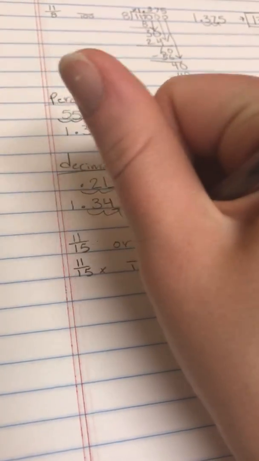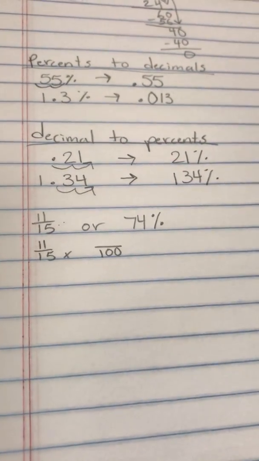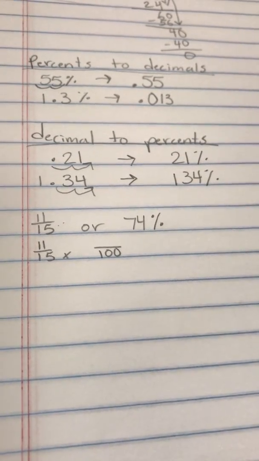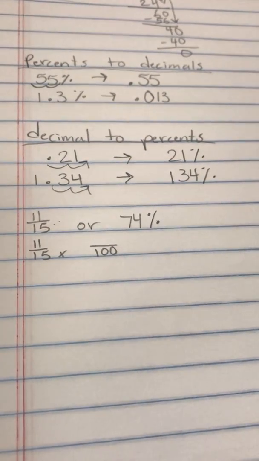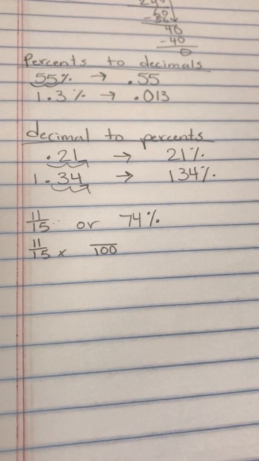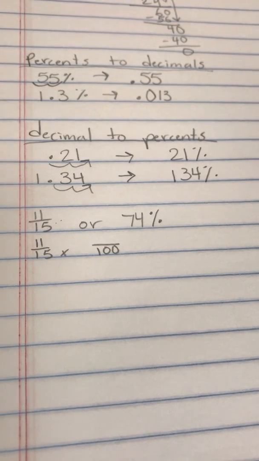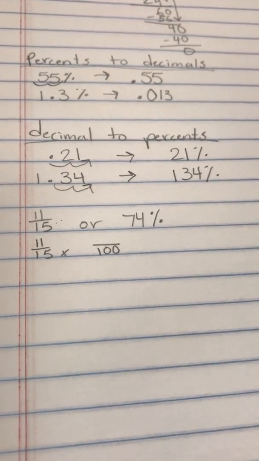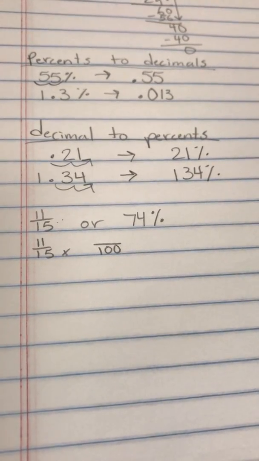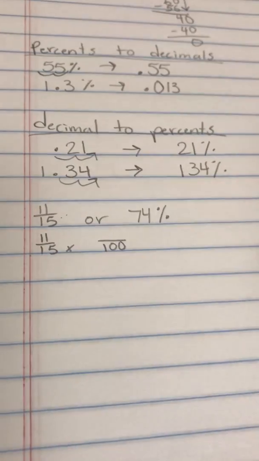Can 15 times something give you 100? So take a moment and think about that. Nothing times 15 will give you 100, okay? So what you're going to have to do is your backup plan.